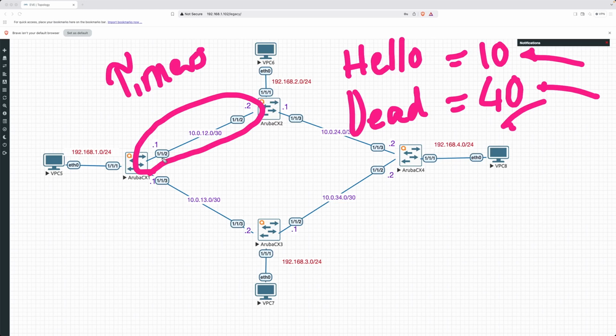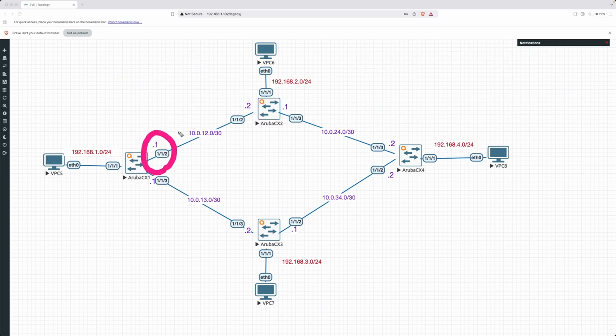Now, if, say for example, this interface here happens to have a different OSPF timer from this particular interface, once again, we cannot have an OSPF adjacency formed. This is something, again, that just simply has to match. Now, another thing that has to match is that both sides of the connection must be on the same network space, and they also must have the same network mask. We'll see this very, very clearly in an upcoming video.